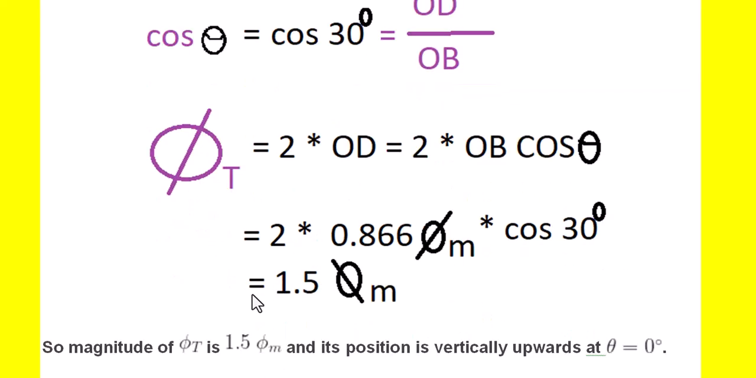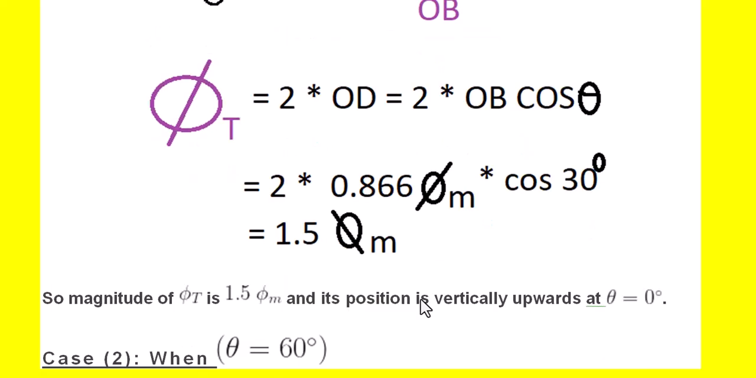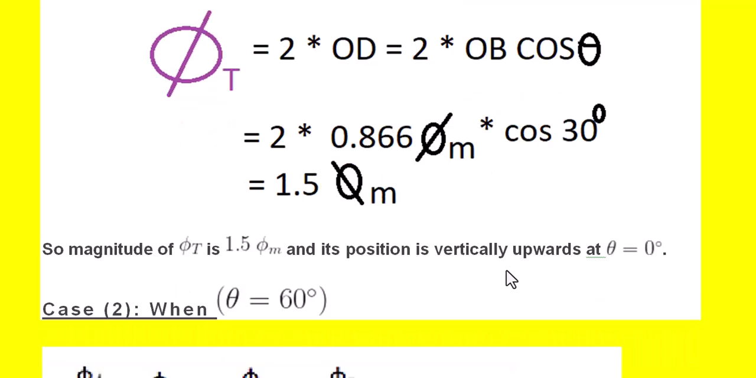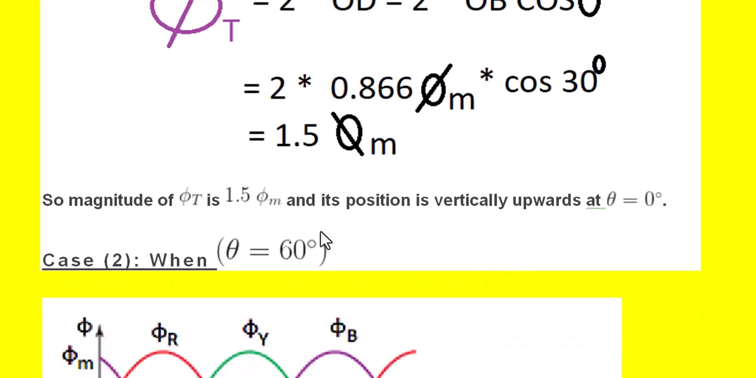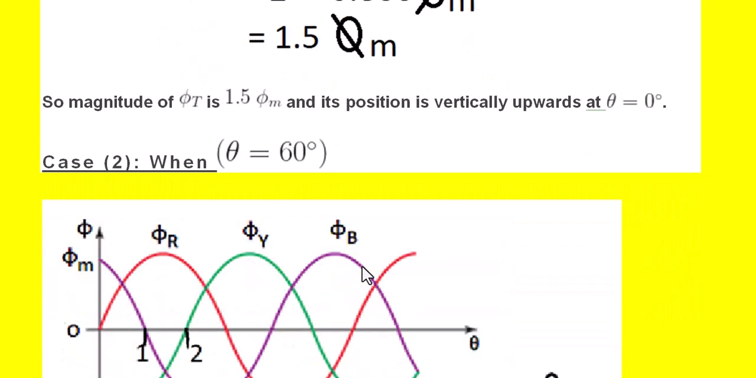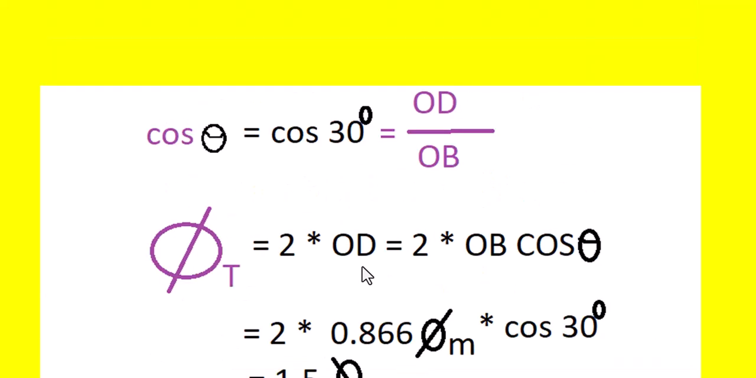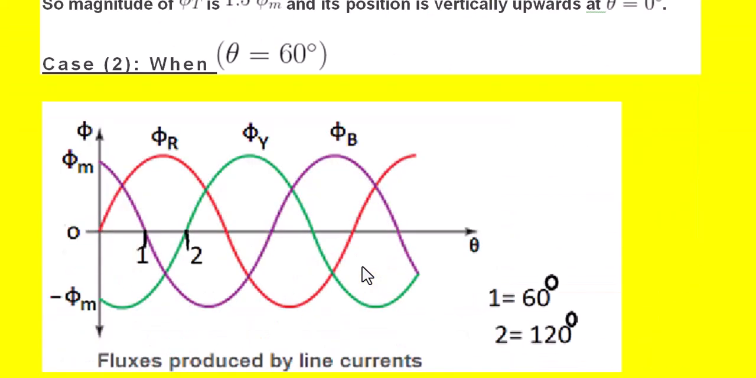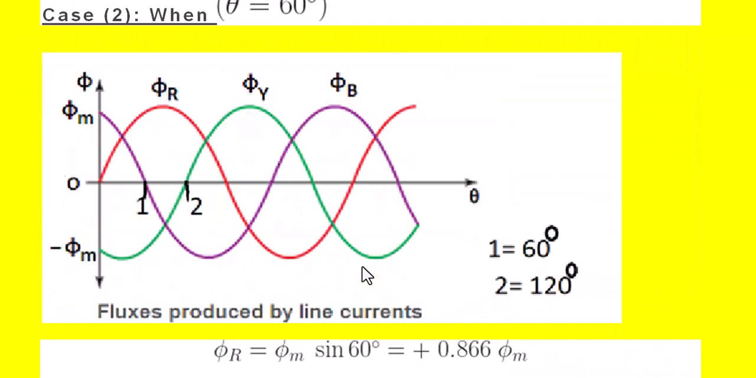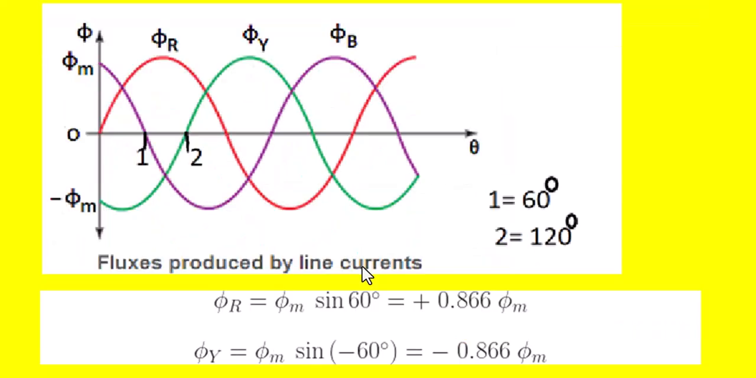Then the total flux becomes 1.5 times the maximum flux. The position of the resultant flux is in the upward direction, heading towards the right, in the clockwise direction. Similarly, when theta is equal to 60 degrees, the similar equations we can write for phi r, phi y, and phi b.